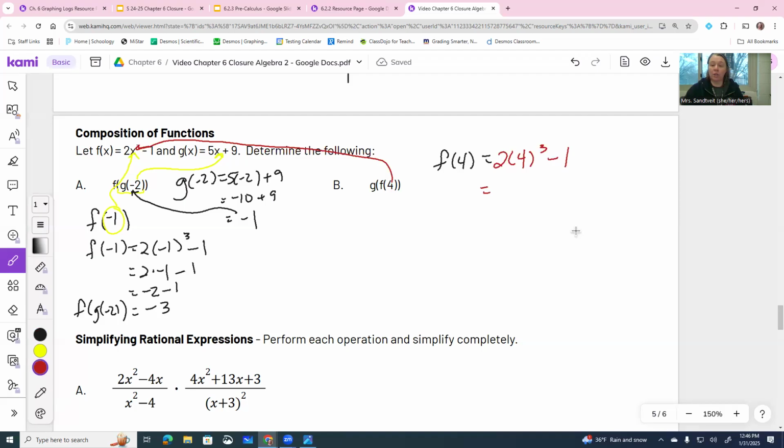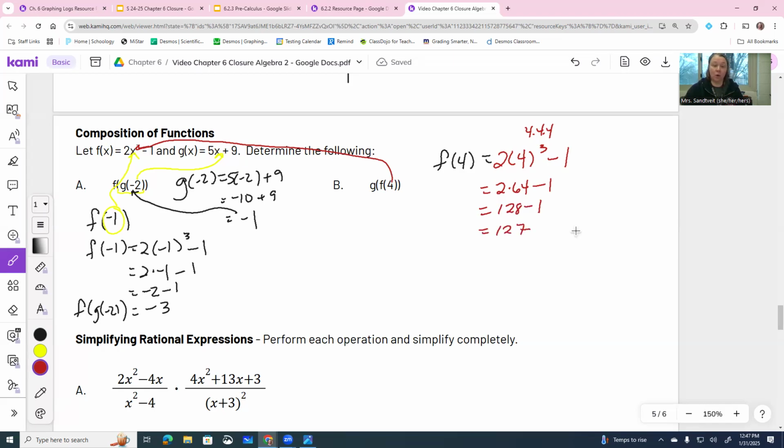Okay, order of operations, I power before I multiply. That was the same thing here. I did not multiply the 2 times the -1 and get -2 and then cube it. Order of operations, we power first. So that's 2 times 64. Remember, 4 to the third means 4 times 4 times 4, and then minus 1. So that's 128 minus 1, which is 127.